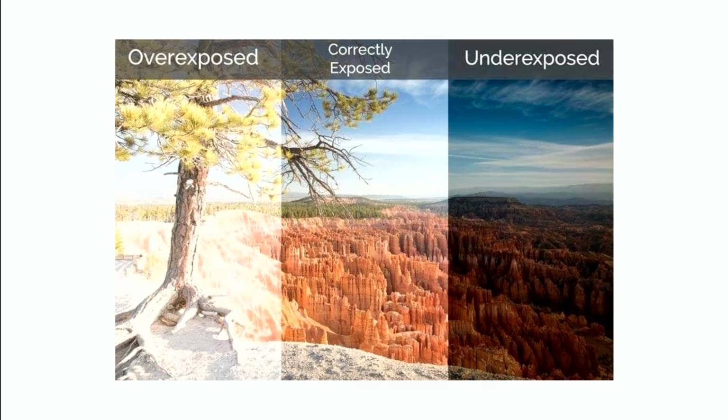Achieving the right exposure is about finding a balance between capturing enough light to reveal important details without overexposing or underexposing the scene. Overexposure occurs when too much light hits the sensor, causing part of the image to appear washed out or blown out, losing detail in the brightest areas. Underexposure, on the other hand, happens when too little light reaches the sensor, resulting in a dark image where details are lost in the shadows.